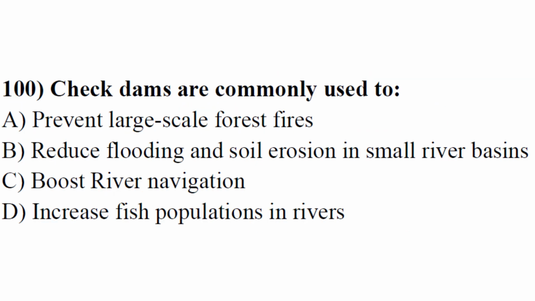100. Check dams are commonly used to A. Prevent large-scale forest fires. B. Reduce flooding and soil erosion in small river basins. C. Boost river navigation. D. Increase fish populations in rivers. Answer: B. Reduce flooding and soil erosion in small river basins.